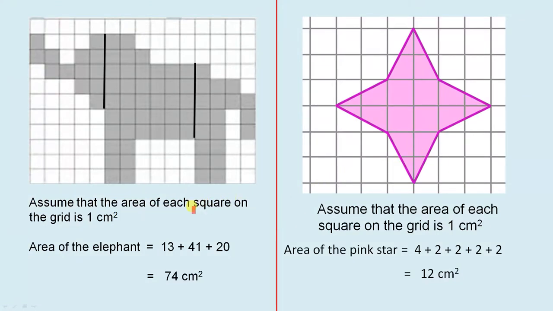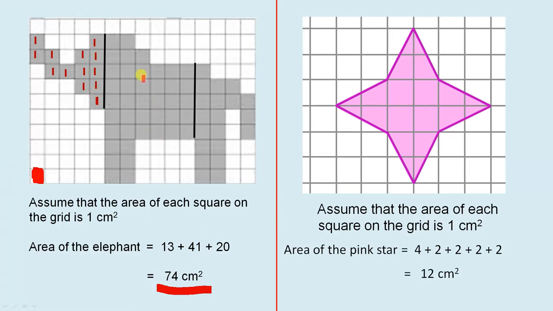Assume that the area of each square on the grid is 1 square centimetre, same as before, so that is 1 square centimetre, that area there. The area of the elephant is 13 plus 41 plus 20, which is 74 square centimetres. Now the 13, they're the squares to the left of that dark line. Let's quickly check them. 1, 2, 3, 4, 5, 6, 7, 8, 9, 10, 11, 12, 13.